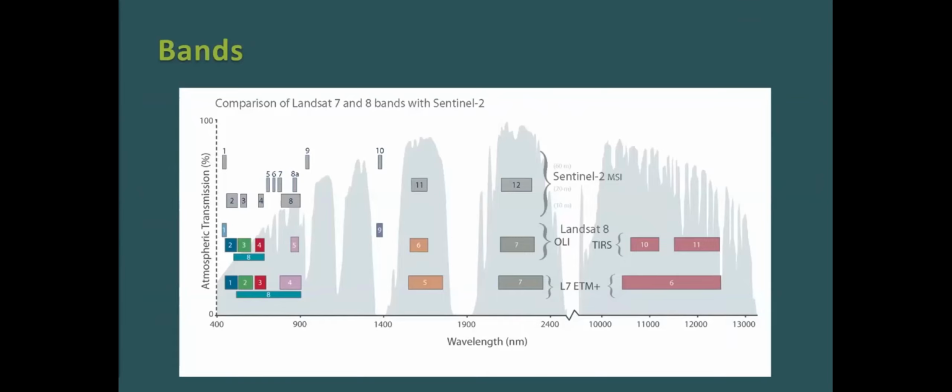Next up, an overview of bands. So bands, which are sometimes called channels, are basically intervals of the electromagnetic spectrum which a detector can see. So you can roughly think of them as colors, and each satellite contains multiple such detectors. So in this image, you see the multiple detectors of multiple satellites overlaid over the atmospheric transmission curves.